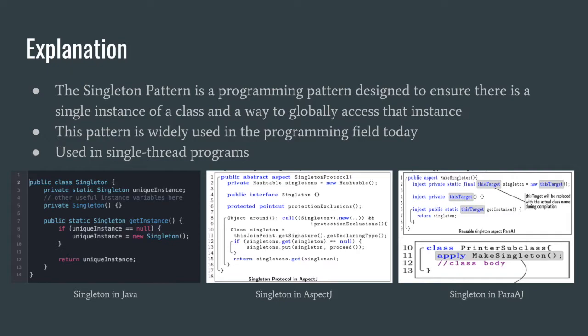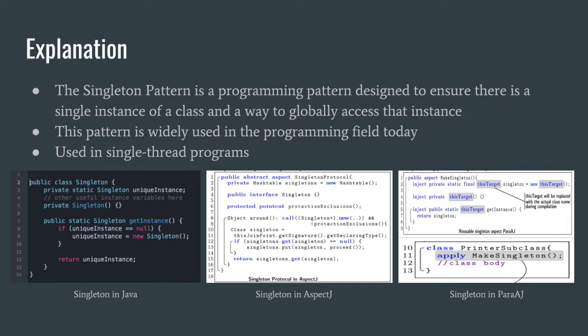The Singleton Pattern is essentially a design pattern created for programming efficiently. It is used mainly in object-oriented programming where there's classes and instances of these classes, and it is designed to ensure there is a single instance of any one class and a global way to access it. This is done to provide security to the application so that it doesn't crash, and so there's not multiple instances of something that should only exist once.